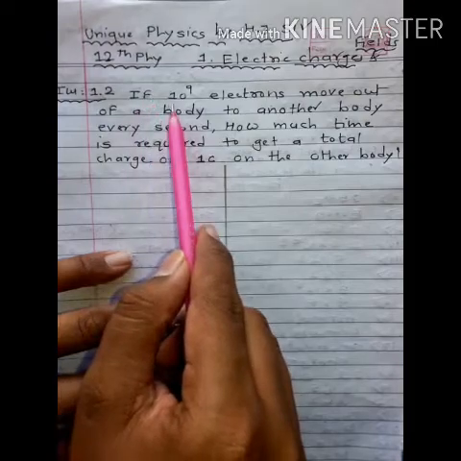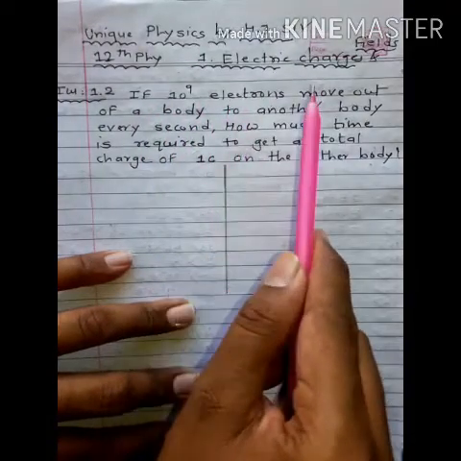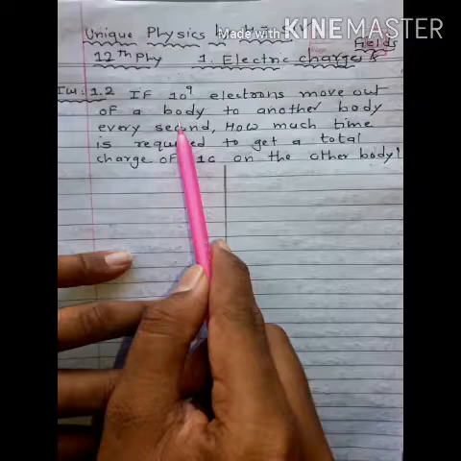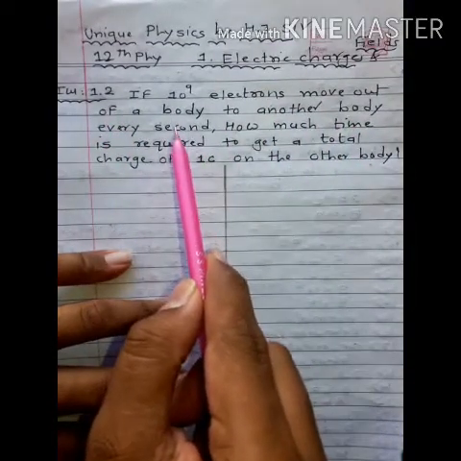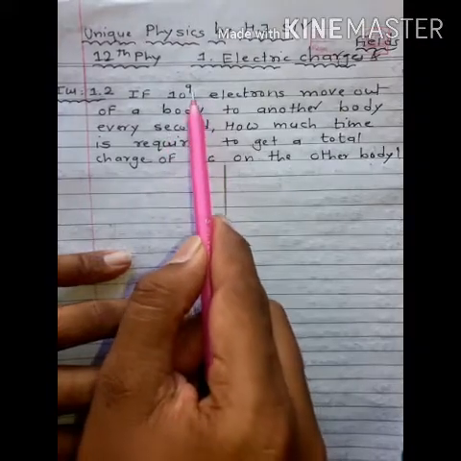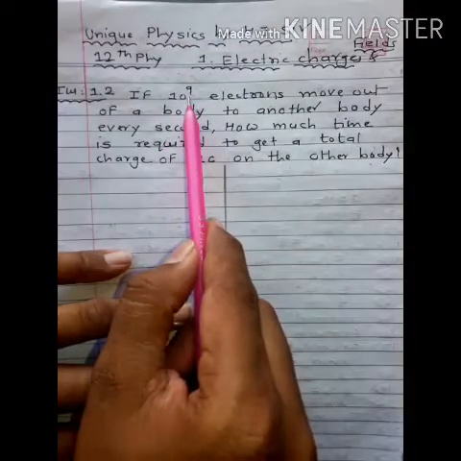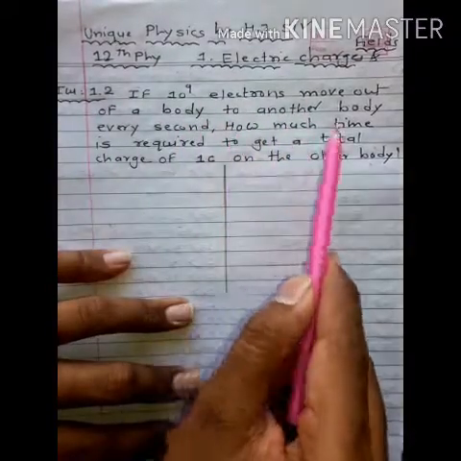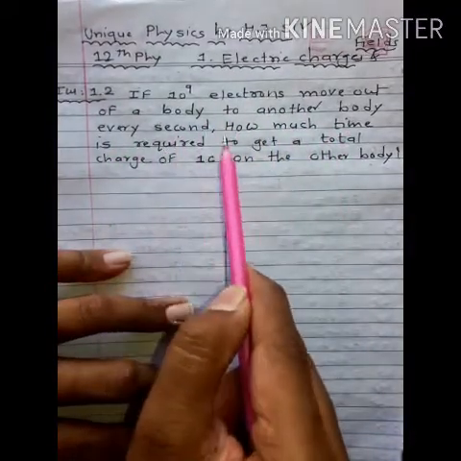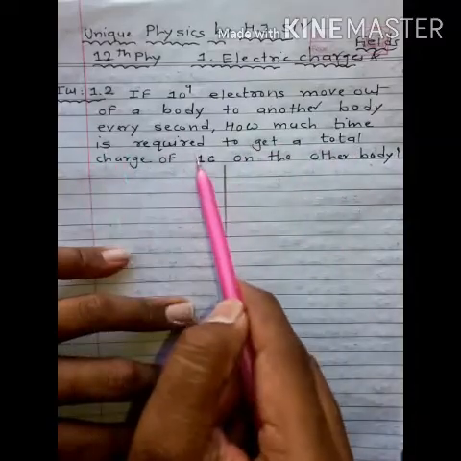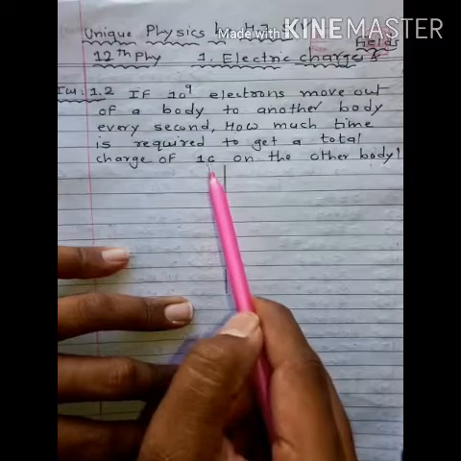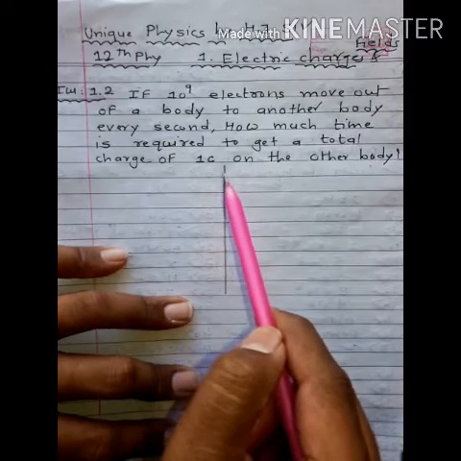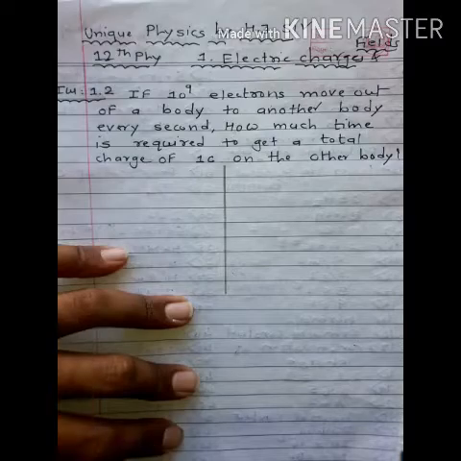If 10 raised to 9 electrons move out of a body to another body every second, it means within 1 second this number of electrons are moved from one body to another body. So how much time is required to get a total charge of 1 coulomb on the other body? So here we want 1 coulomb total charge on another body.